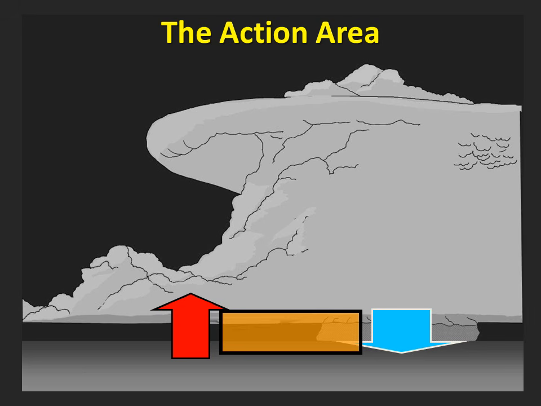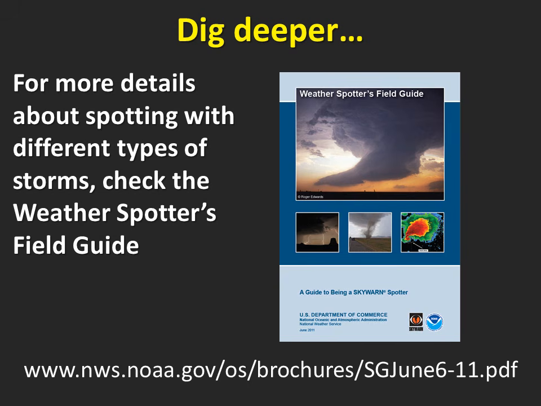All storms are different, and it won't always be easy to pick out the action area. But if you remember that the most serious weather with a supercell is usually very close to the updraft, hopefully that will help you zero in on the area to watch. For more details about spotting with different types of storms, check the Weather Spotter's Field Guide available at this address.